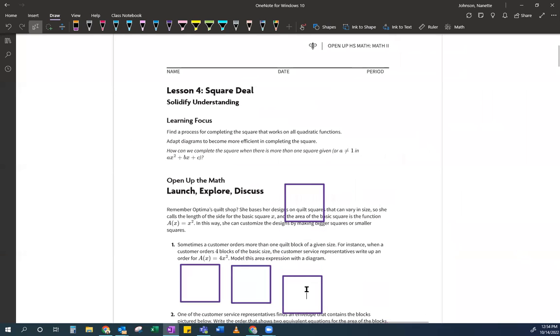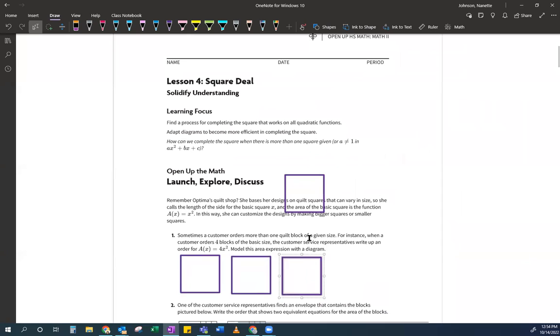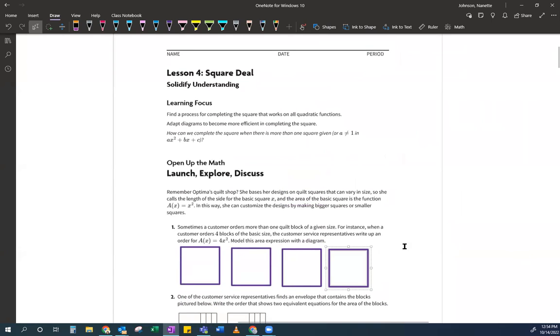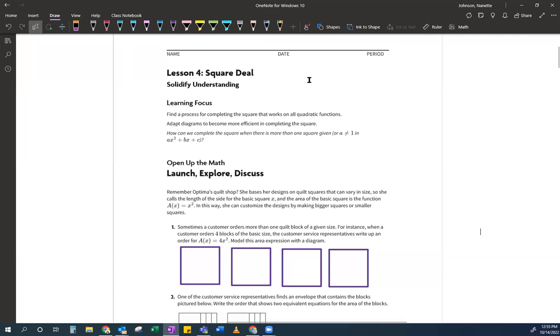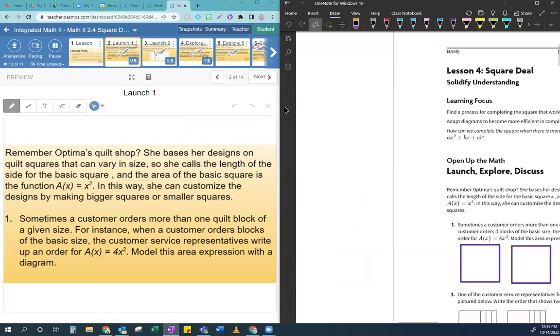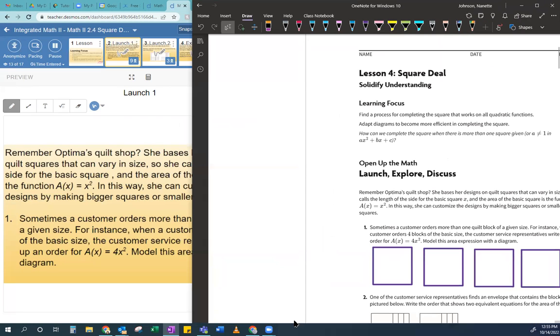So here's what 4 of those quilt blocks look like, right? And then maybe the customer is going to sew them together to make one big blanket. I don't know what the customer is going to do, but that's what 4x squared looks like. Everybody okay with that? Very good. Everybody okay with this? Beautiful.